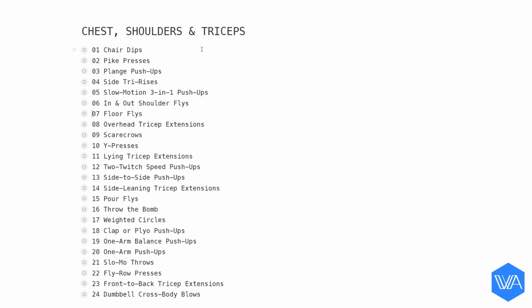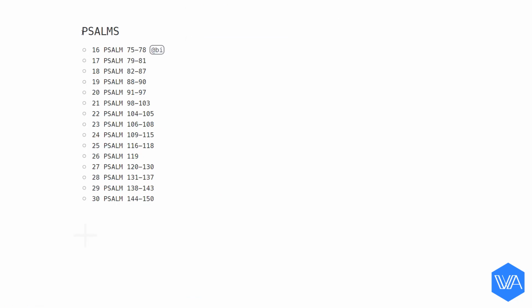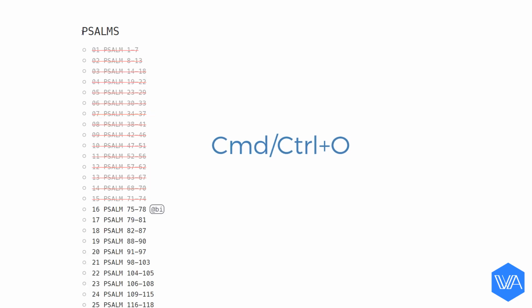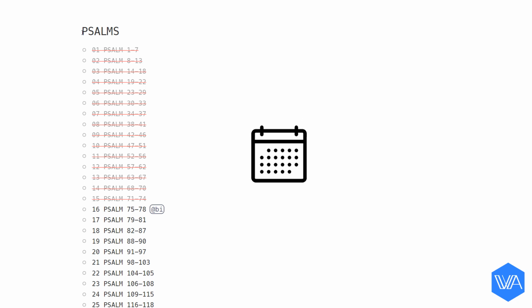So we're going to jump to a scheduled reading list of mine. Let me toggle my completed items to visible in this list. So you'll see that I like to read through 150 Psalms over a 30-day period or a month. At a glance, I can see what I'm going to read through on any given day, depending on the date. Let me jump to one last list.